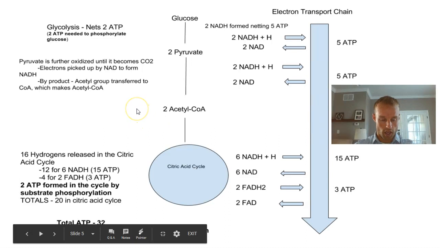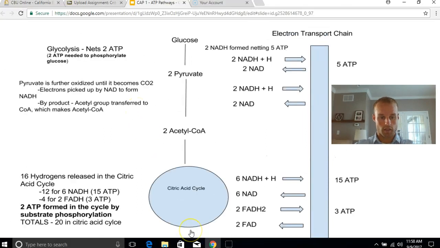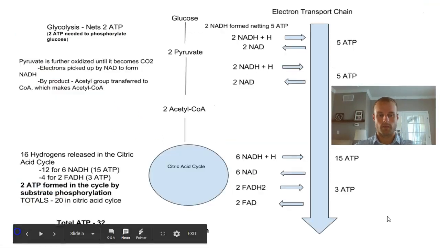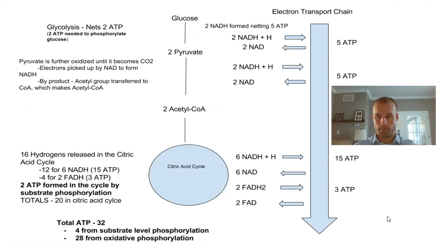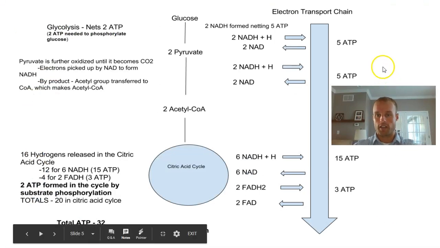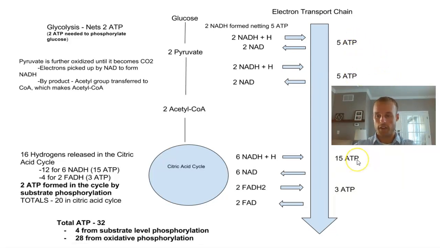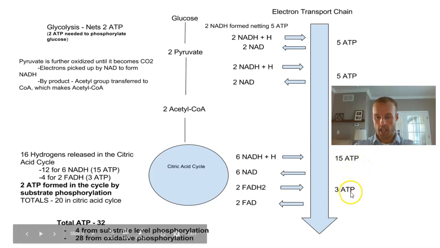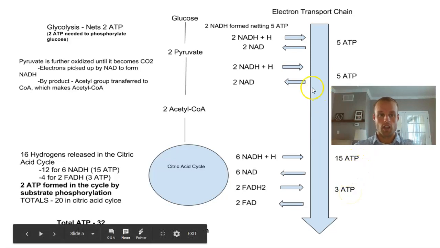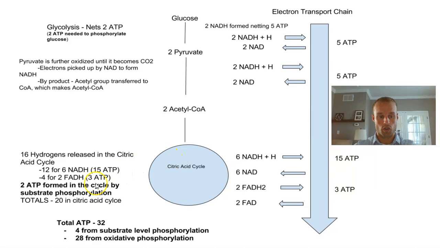So we have a total of 32 ATP. If you look over here at the electron transport chain, we have 5 plus 5 is 10, and then another 15 is 25, and then another 3 is 28. Over here we have glycolysis netting 2 ATP, and then in the citric acid cycle we netted 2 more ATP from substrate phosphorylation, and it totals 32 ATP, which you can see at the bottom of the screen.